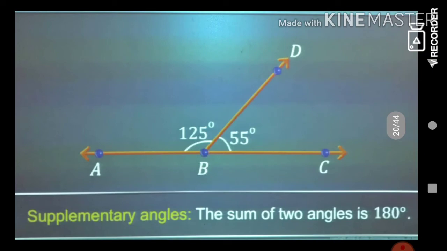Then comes supplementary. In complementary, it should be 90 degrees. So in supplementary, it should be how much? 180 degrees. So if the sum of two angles is 180 degrees, then they will be called supplementary angles. As you can see here, ABD is 125 and BCD is 55. When we add both of them, the sum comes to 180 degrees. Therefore, they are called supplementary angles.